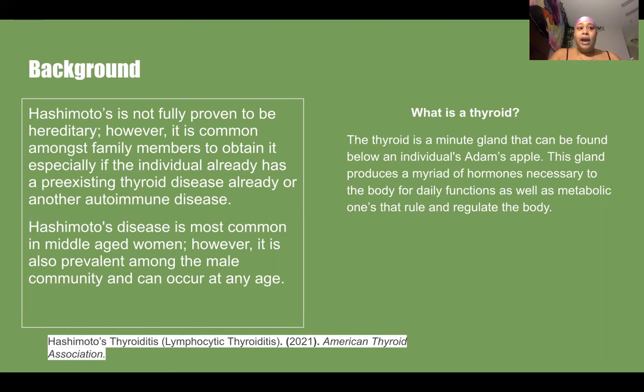Hashimoto's is not fully proven to be hereditary. However, if you have people in your family with the disease, or a family history of thyroid issues, you're more likely to get Hashimoto's later in life if you don't already have symptoms now. What I found interesting, because my father has it, is that it's supposedly more common in women in their middle ages, like their 30s and 40s. But a lot of the research and studies said you can get Hashimoto's at any time, so it doesn't even matter.